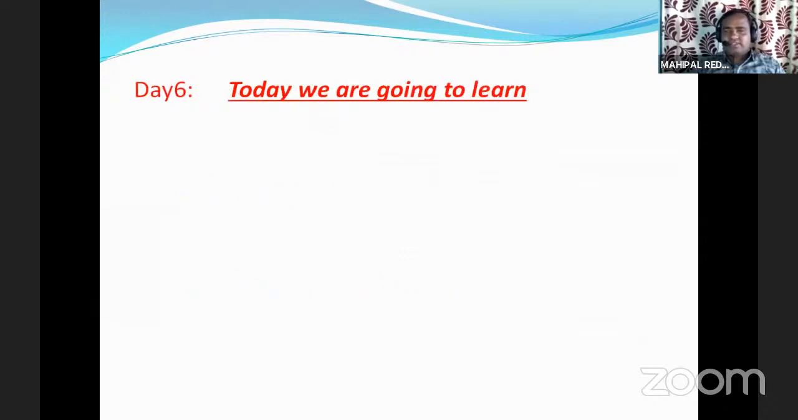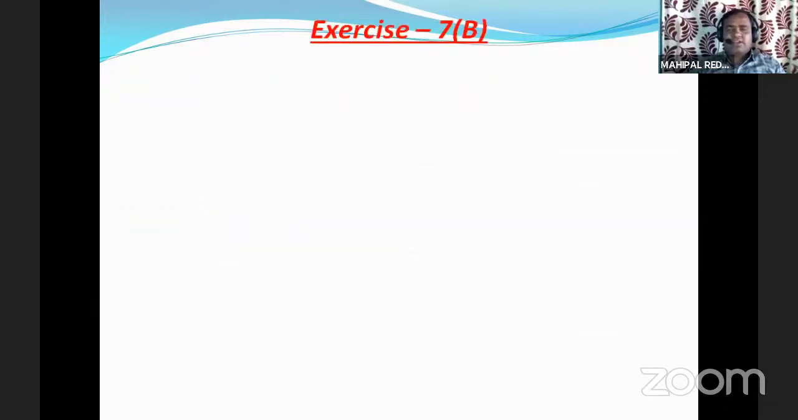Today, day 6, what do we have to learn? The remaining problems of exercise 7b, third bit. From this bit, a 7-mark question will be covered in the IPE examination. It is an important bit; the 7-mark question will come from this exercise only, especially from the third bit.